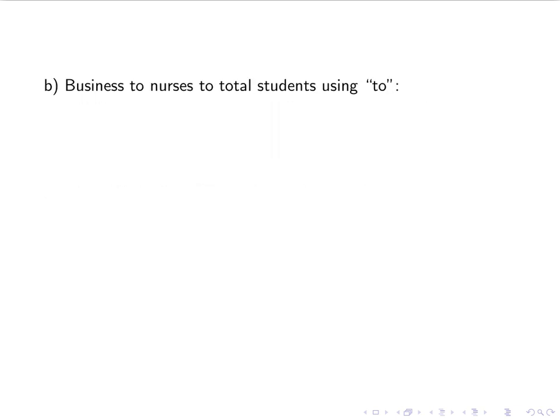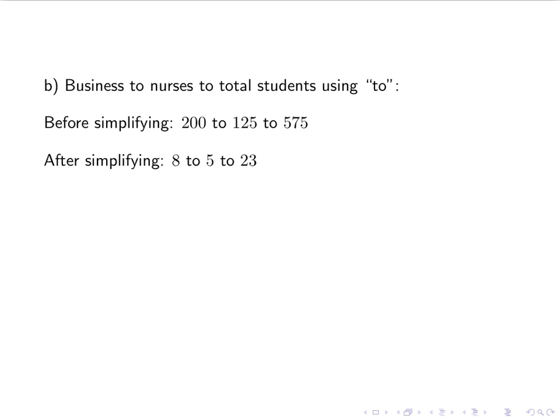Business to nurses to total using the word to. So we need to find how many total students there are. If we add up the engineers, mathematicians, nurses, and business majors, we get 575. So before any simplifying, we have the 200 business, 125 nurses, to 575 total students. And again, we can get rid of a common factor there, and it simplifies to 8 to 5 to 23.